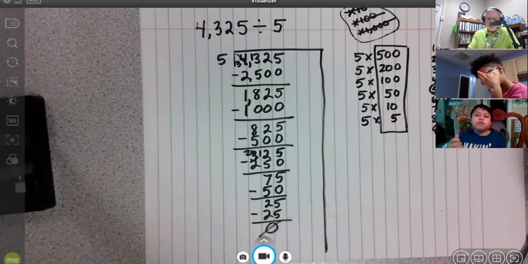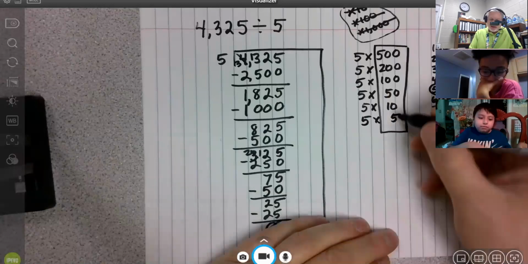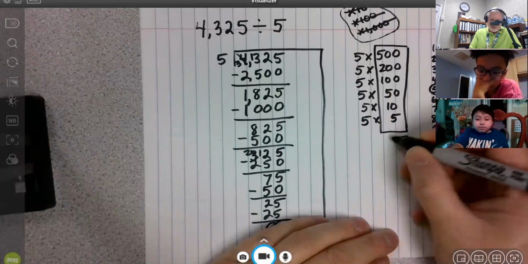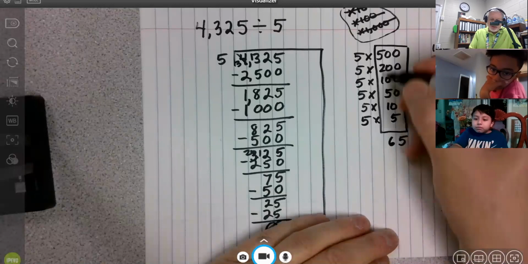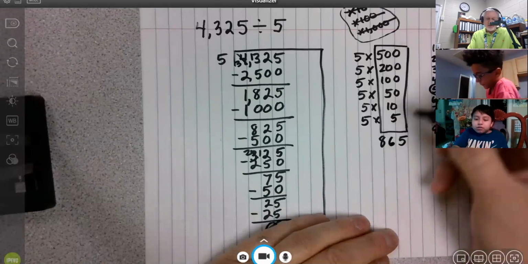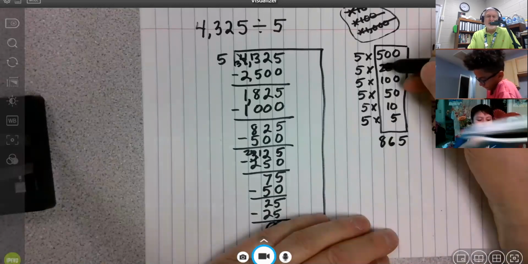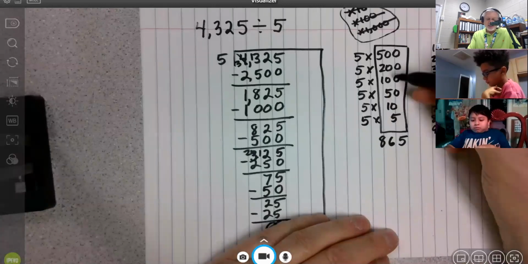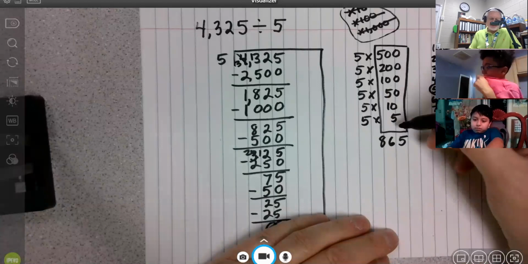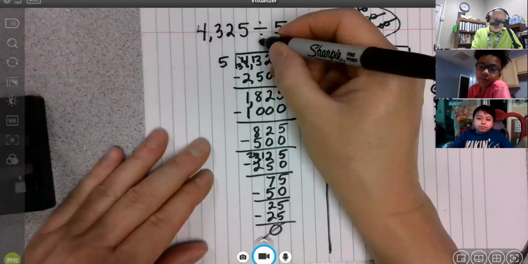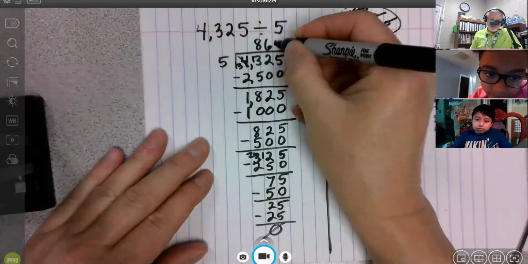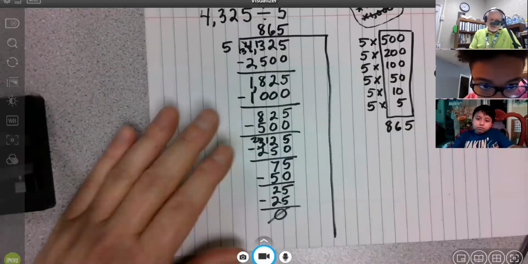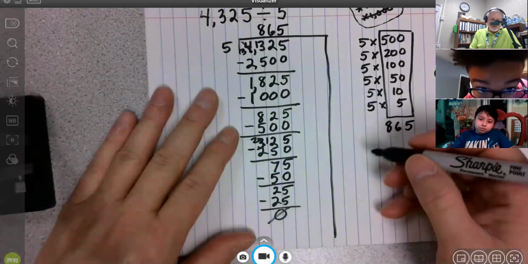$765. Okay. So you just went ahead and you added by each place value, which is good. We could also do mental math. Okay, and I could say 500 plus 200 plus 100 is 800. 50 plus 10 is 60, so that's 860, and then 5 would be 865. So 865, okay?